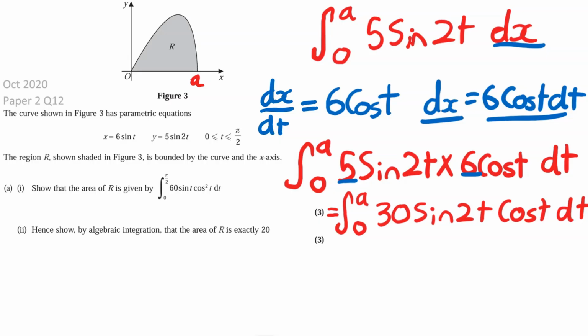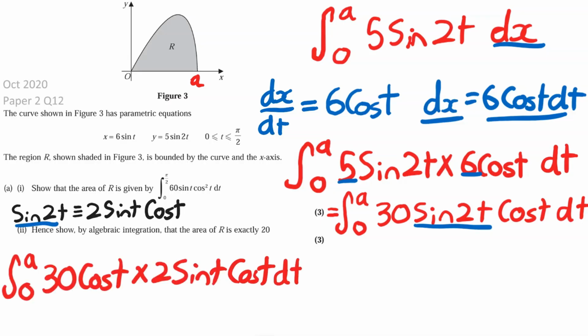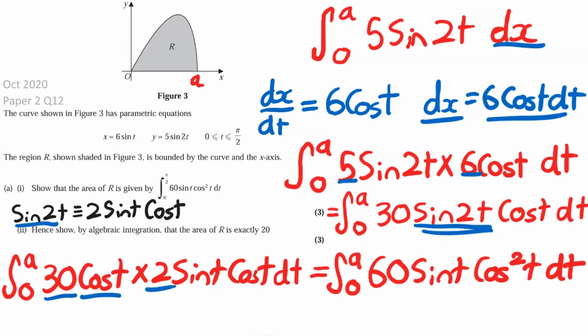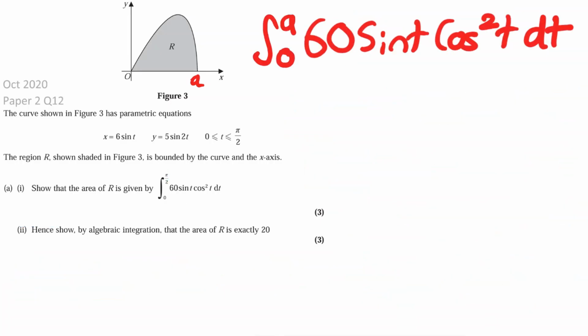The double angle formula for sin of 2t is 2 sin t cos t, so therefore we can sub out this sin 2t for this. So it's going to be 30 cos t multiplied by 2 sin t cos t. 30 multiplied by 2 is 60, and cos t multiplied by cos t is cos squared t. And this is what is inside this integral here, this 60 sin t cos squared t. Okay, so we found the bit inside the integral.